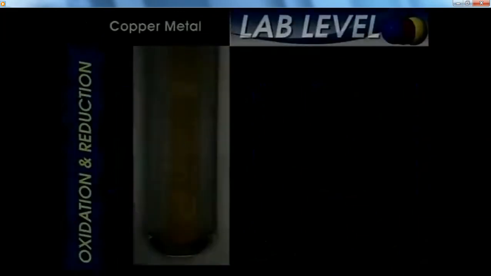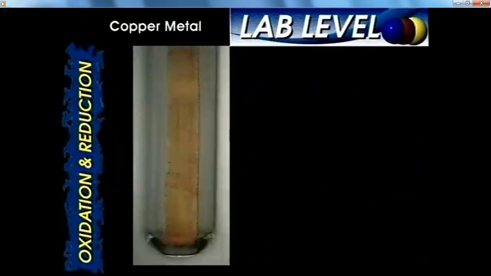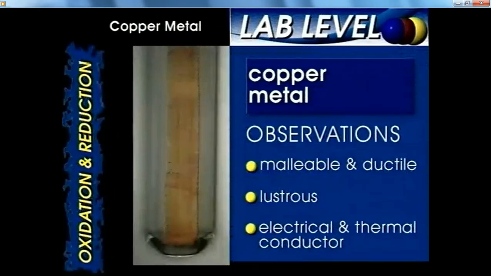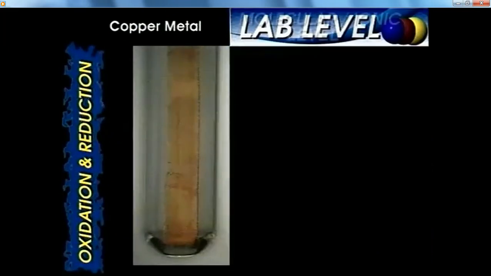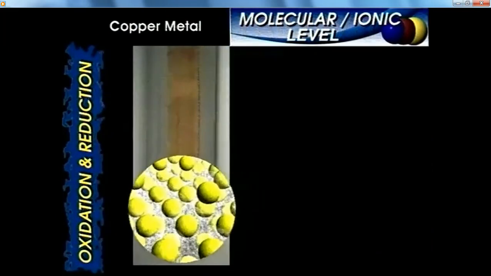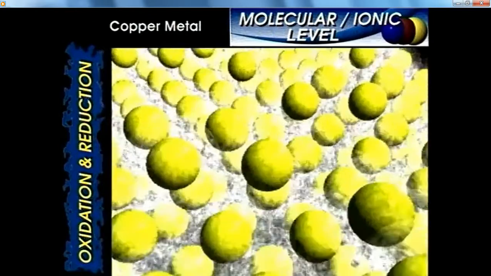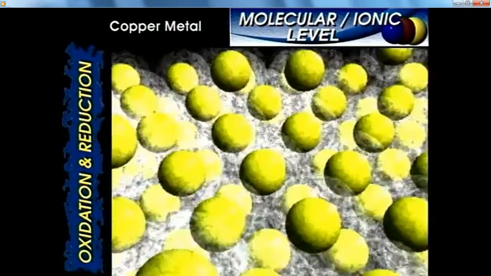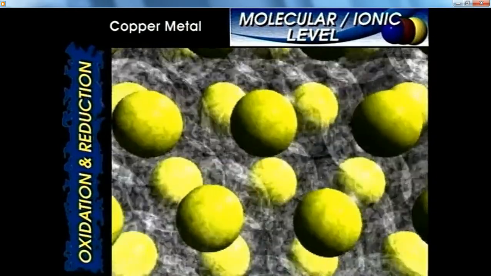Metallic copper has properties consistent with a bonding model involving mobile or delocalized electrons. We can imagine its structure to consist of vibrating copper ions, here represented as yellow spheres, glued together by a sea of electrons, represented by the fuzzy cloud.